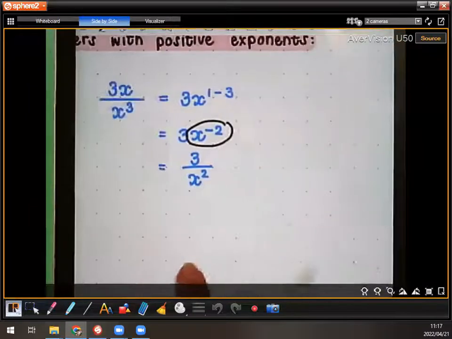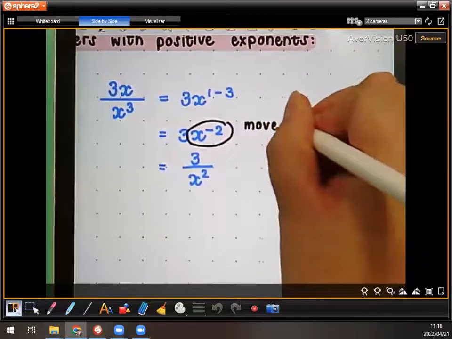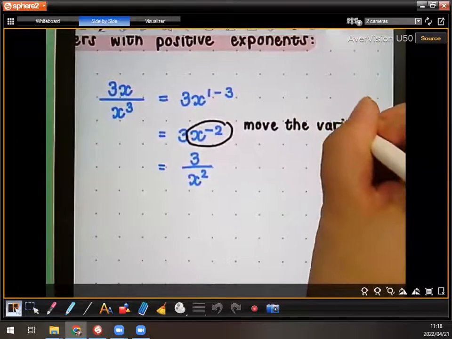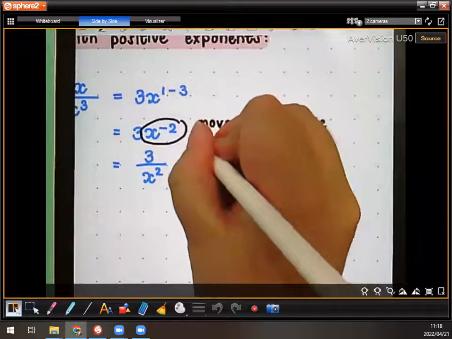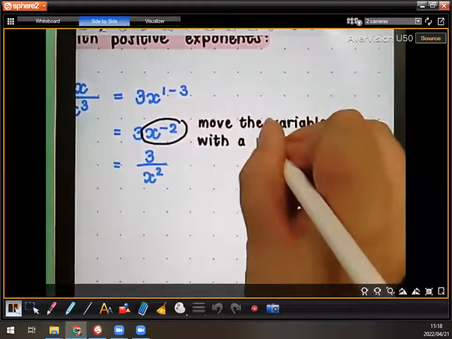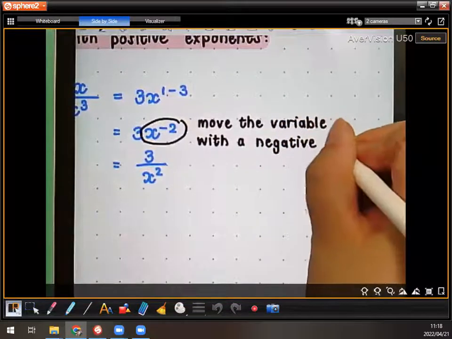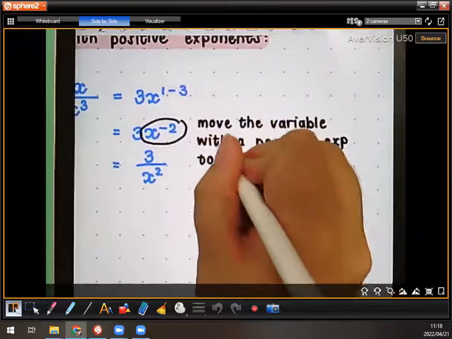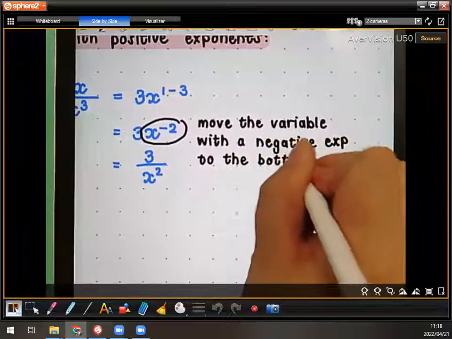I'm just going to make a note here on the side. Move the variable with a negative exponent to the bottom.